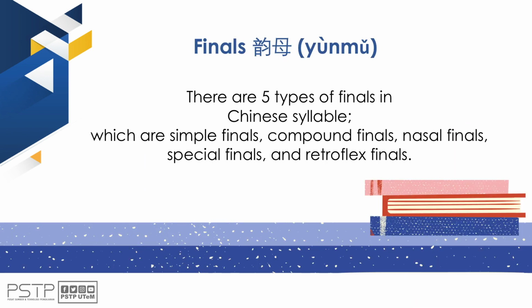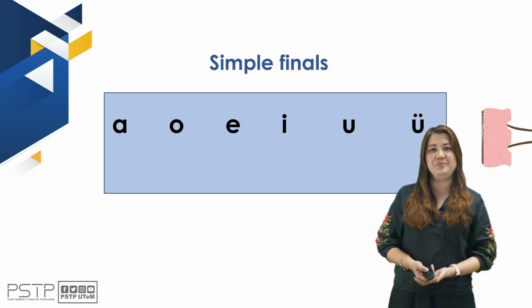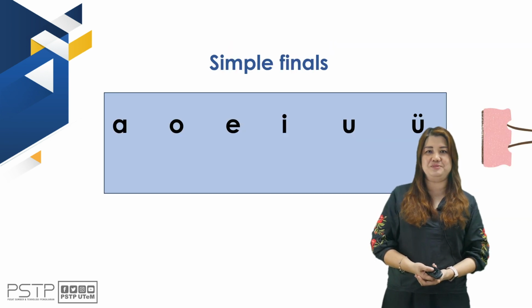Now we try to look at finals. Finals in Mandarin, we call 韵母. Actually, we have 5 types of finals, which are simple finals, compound finals, retroflex finals, special finals, and nasal finals. Let's look at these one by one. We start with the simple finals.